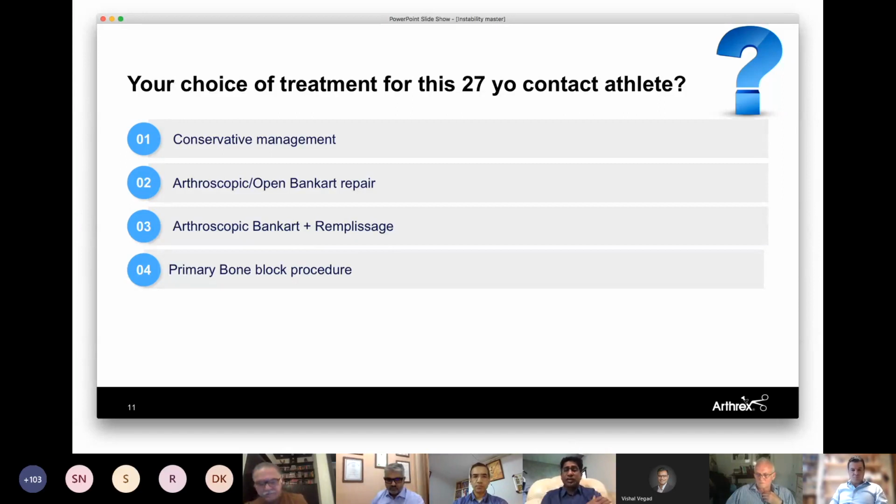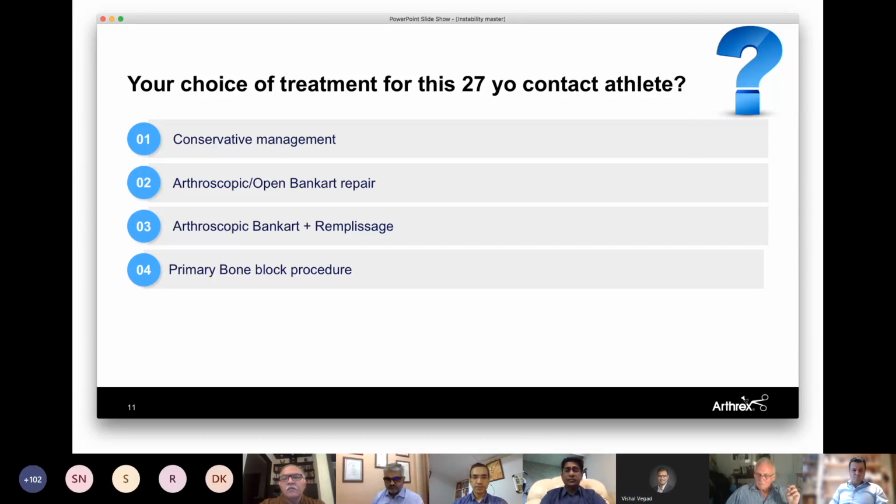Although the most important criterion remains bone loss, which is poorly visualized on an MRI. Yeah, absolutely. But Mark, is bone loss really a consideration in an acute case? Recurrent, yes.